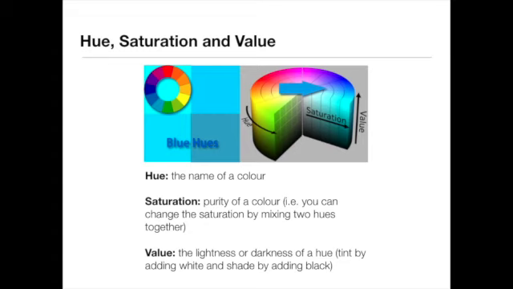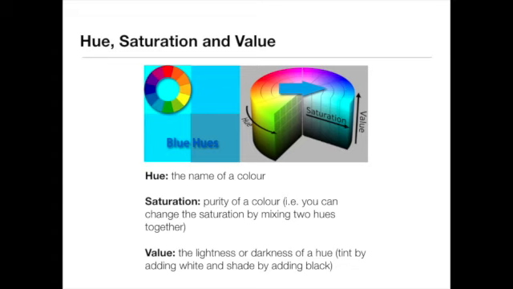The second attribute that we need to be aware of is saturation. This has to do with the purity of a color. So think about it this way: if you have two hues and you mix them together, you're changing the purity of each of those hues. So we have the color itself and how pure it is in terms of its original coloration.